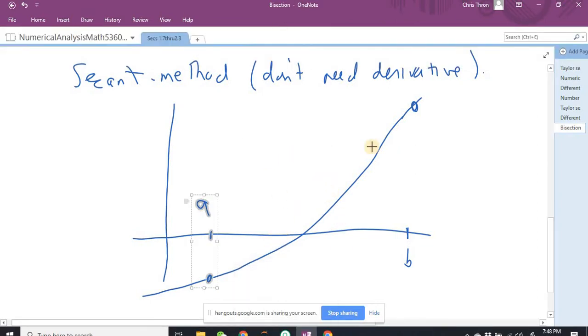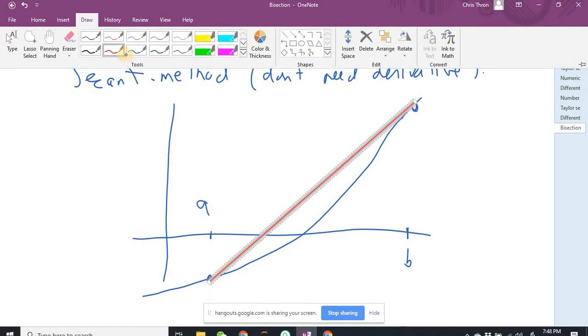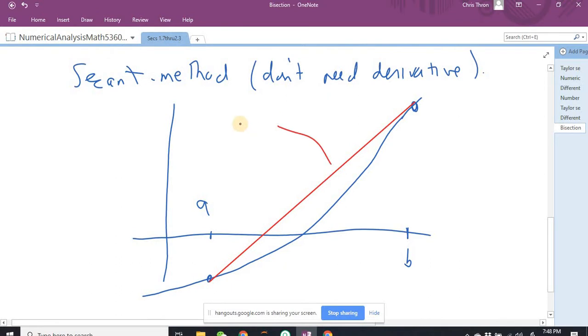And where is it? Right? Beautiful. So this is the secant line. Okay. So my next approximate root is going to be here, right? So this is the new approximation.